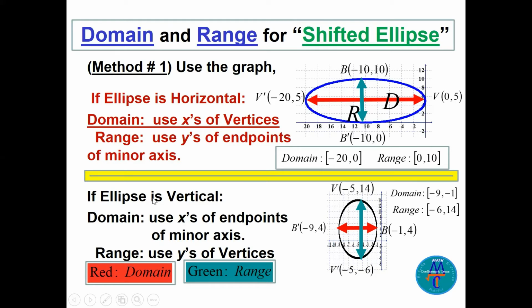Same thing here if we have the ellipse vertical. Take the domain, the x values. See, this is vertical like this. The x values from the endpoints of the minor, because that's vertical like this. So the domain will be minus 9 to minus 1. And the range will be the y values of the vertices, from minus 6 to 14, closed. That's the range. The domain is the red and the range is the dark green.